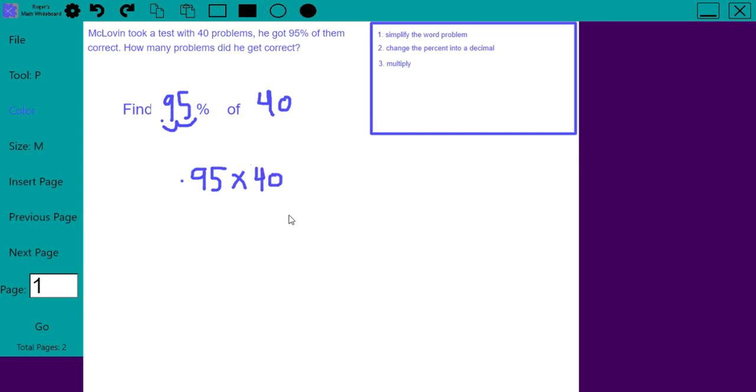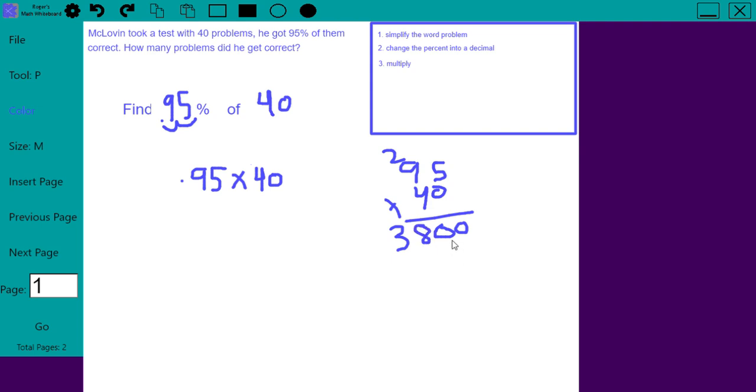And we're multiplying decimals. We go ahead and disregard the decimals until we're done with our equation. So 95 times 40. Alright, so placeholder, go ahead, 4 times 5 is 20, 0, carry the 2. 4 times 9 is 36, plus 2 is 38.